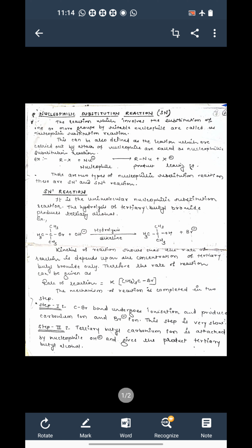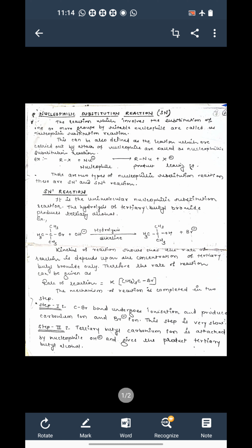bromide. When it undergoes hydrolysis, or alkaline hydrolysis, here we have the nucleophile OH minus. Simple substitution takes place, Br minus gets removed, that is Br is a leaving group, and instead of that Br, OH gets attached, meaning substitution takes place, and we get the compound called tertiary butyl alcohol. Now kinetics of this reaction shows that the rate of reaction depends upon the concentration of tertiary butyl bromide only, and therefore the rate of reaction can be given as rate = K [(CH3)3C-Br], the concentration of only tertiary butyl bromide.